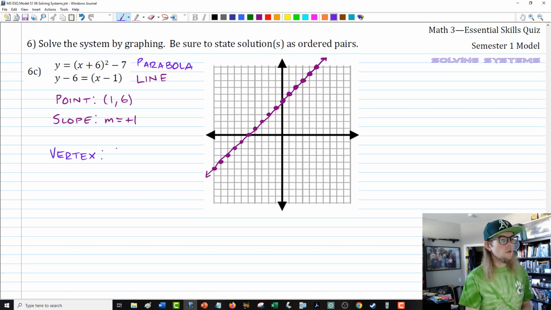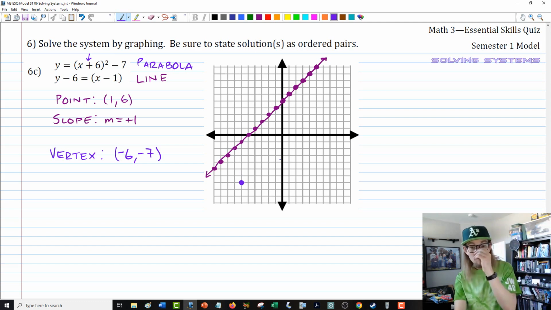So what do we got in here? Well, our vertex is going to be the opposite on the inside. So this is x plus 6. So we need x equals negative 6 to make it 0. And then our final value on the outside is negative 7. So we want to plot that vertex. 1, 2, 3, 4, 6, and then negative 1, negative 2, negative 3, negative 4, negative 5, negative 6, negative 7. So there is our vertex.